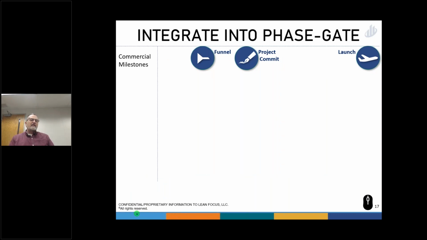Now let's talk about phase gate systems. If you're in the medical devices business or any kind of regulated business, you might call it a quality management system, but it's very structured, with things that you have to do.